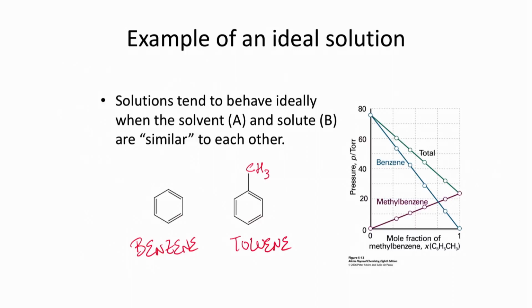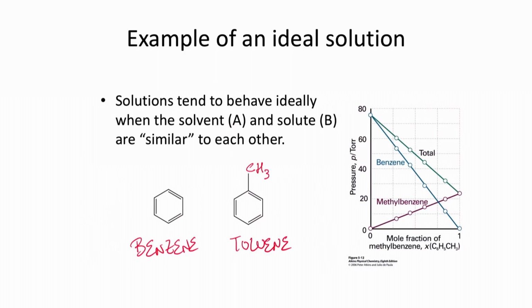The point is that if the solute and the solvent are similar to each other chemically, I would expect the solution to behave ideally, right? The more similar the solute and the solvent are to each other in terms of their structures, the more likely they are to interact ideally.